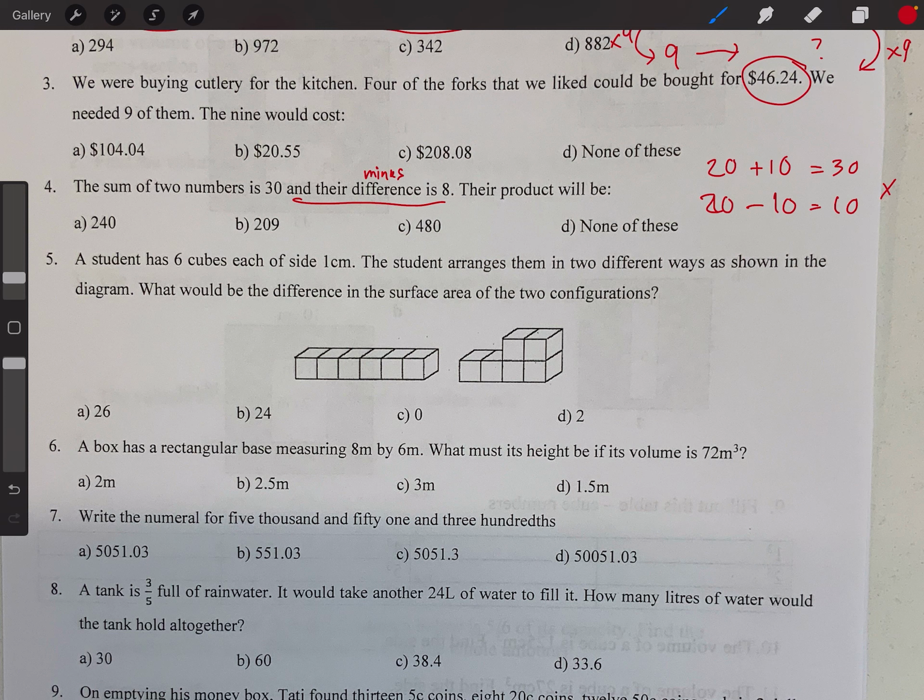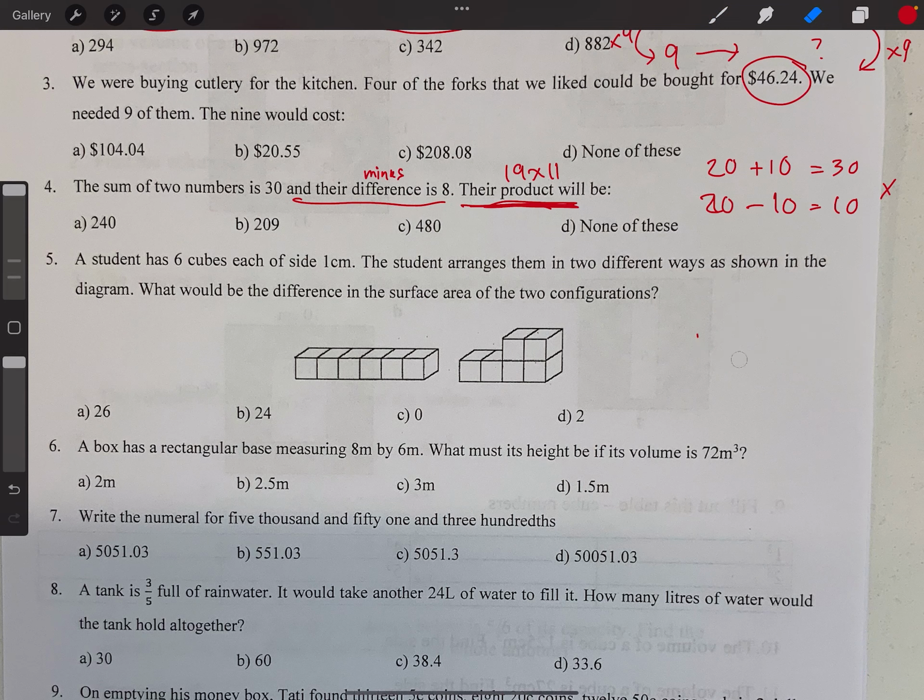How about 22? No, not 22. How about 19 plus 11? That gives me 30, right? How about 19 minus 11? Does that give me 8? I figured it out. So that means the 2 numbers are 19 and 11. Now it says their product. So what happens when you get those 2 numbers and you multiply them together? 19 times 11. Work it out there.